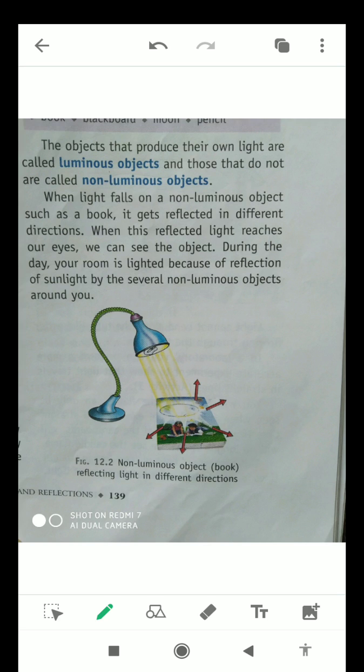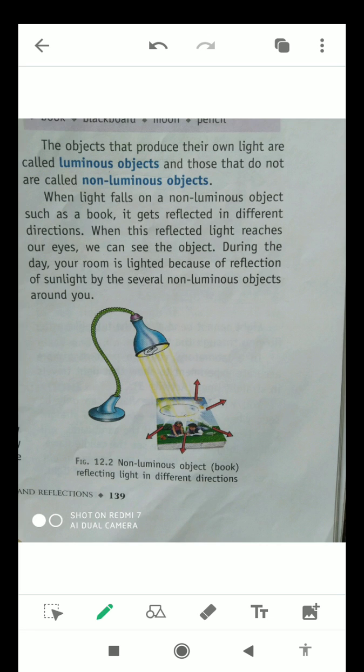When light falls on a non-luminous object such as a book, it gets reflected in different directions, as you can see in this diagram as well. When this reflected light reaches our eyes, we can see the object. Okay, so after the reflection into our eyes, we can see the object. During the day, your room is lighted because of the reflection of sunlight by the several non-luminous objects around you. So you must have felt that during the day, light always comes into the rooms because of the many objects present in your house, because of the reflection of the sunlight.